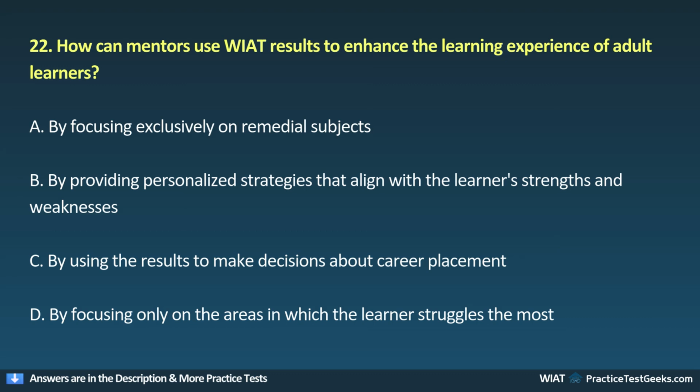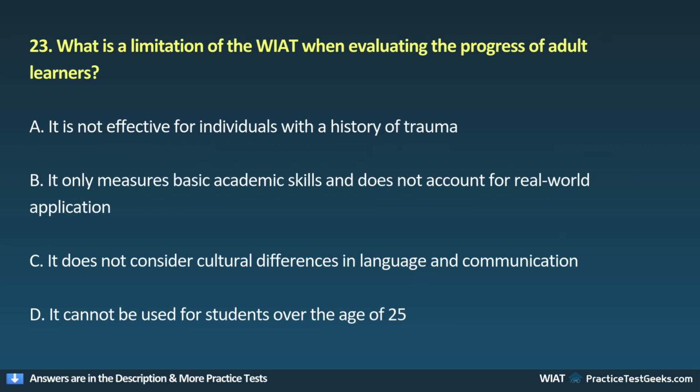22. How can mentors use WIAT results to enhance the learning experience of adult learners? A. By focusing exclusively on remedial subjects. B. By providing personalized strategies that align with the learner's strengths and weaknesses. C. By using the results to make decisions about career placement. D. By focusing only on the areas in which the learner struggles the most.